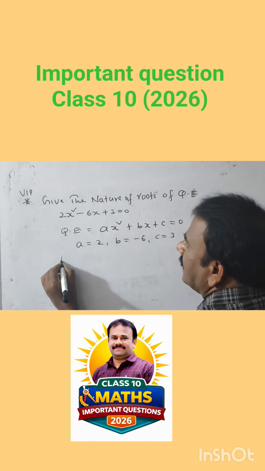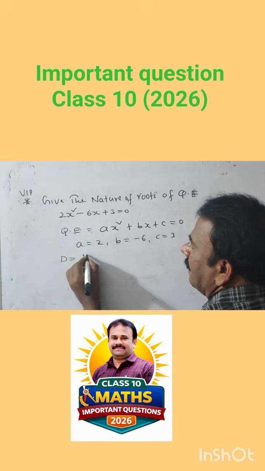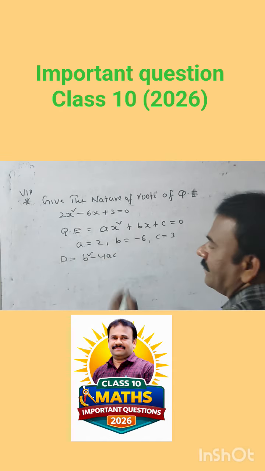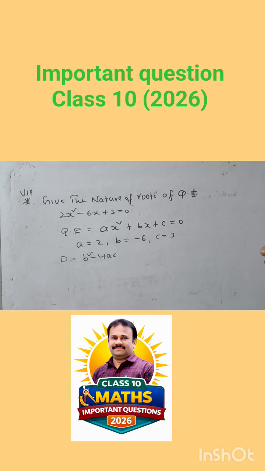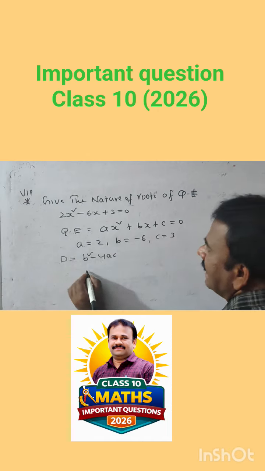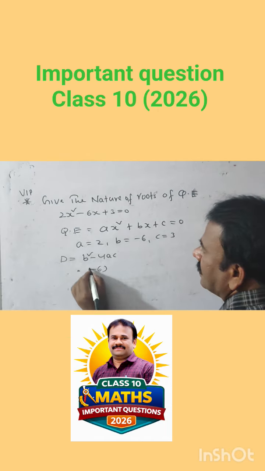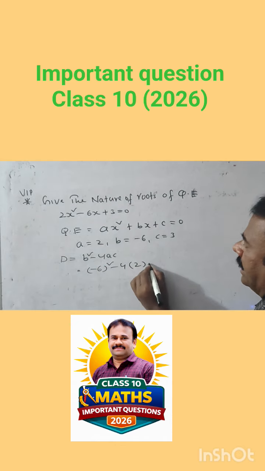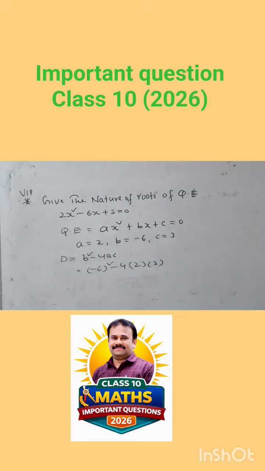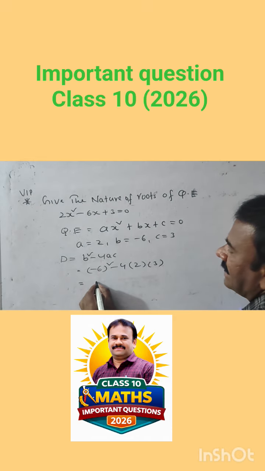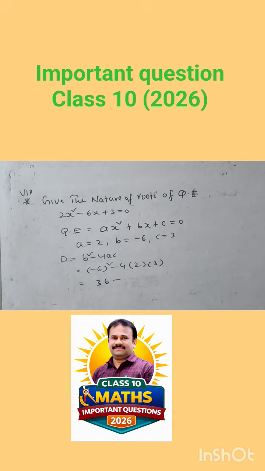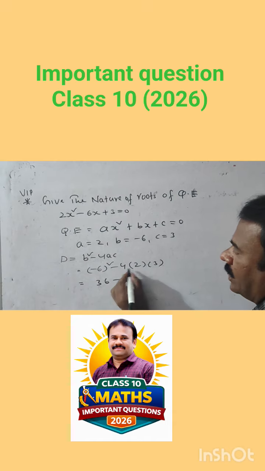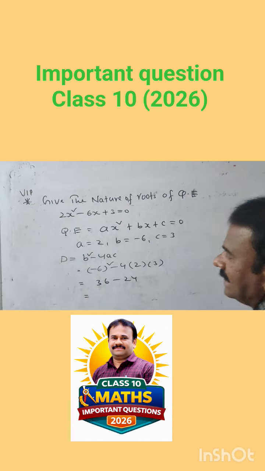The discriminant of a quadratic equation is D = b² − 4ac. Then b means how much? Minus 6. So (−6)² − 4 × 2 × 3. That means (−6)² is 36, minus 4 twos are 8, 8 threes are 24. That means 36 − 24.